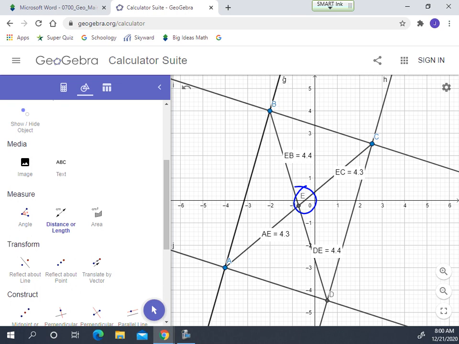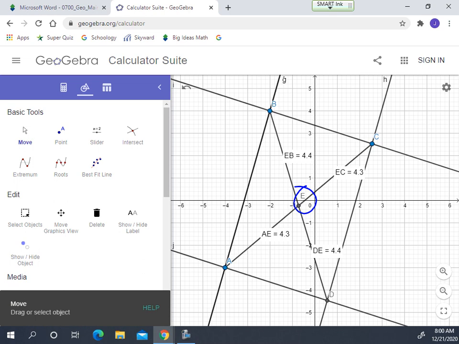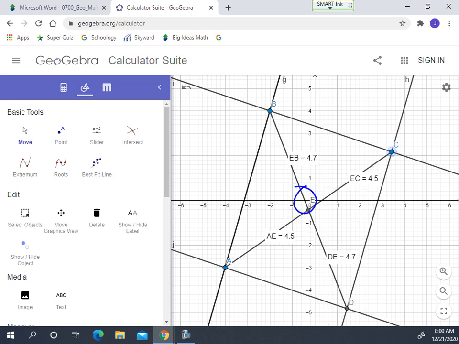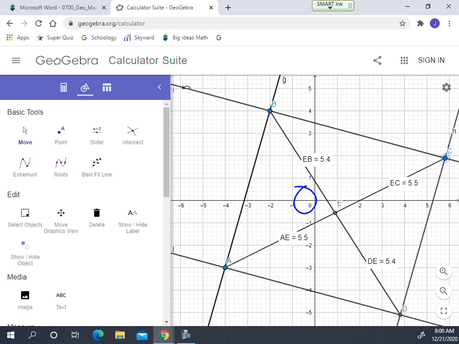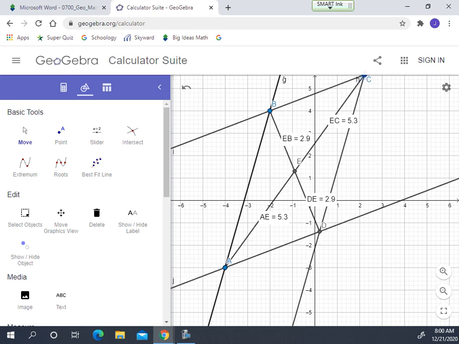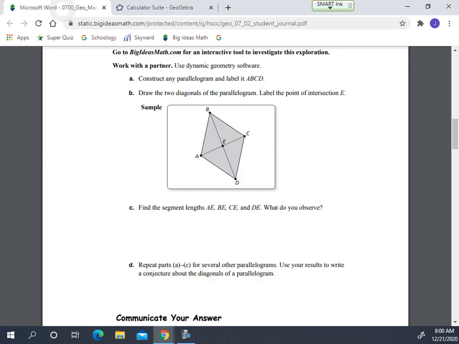Now if I moved these lines, okay, let's just take a look there. Notice it doesn't really matter where I move those. E is always the midpoint of the segment. Right? So, what do you observe?